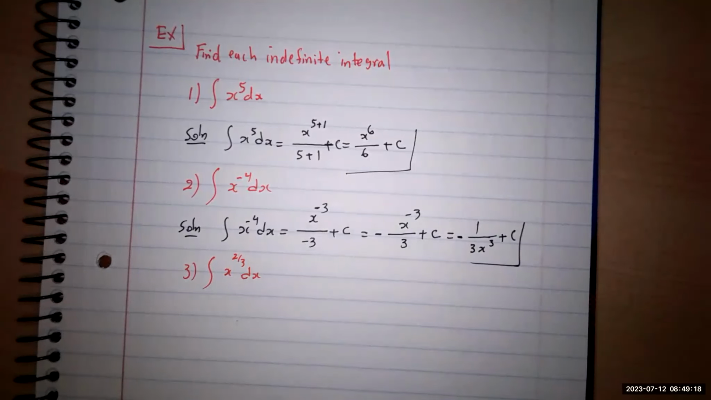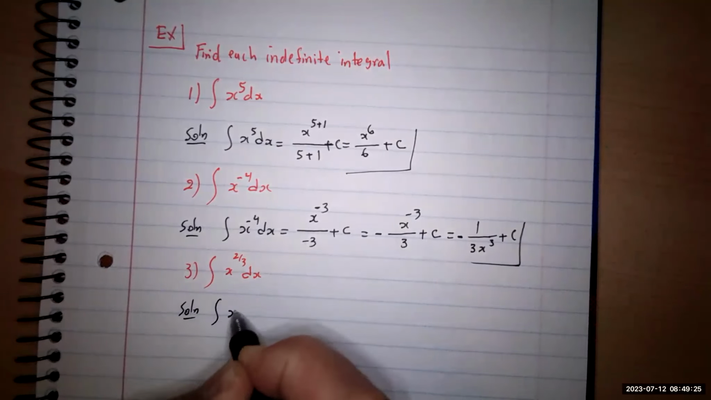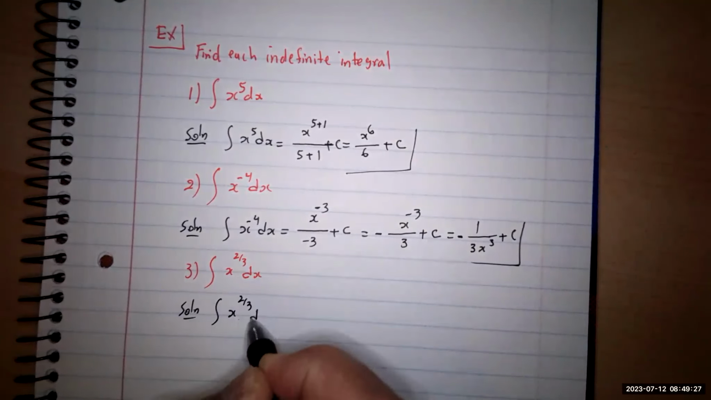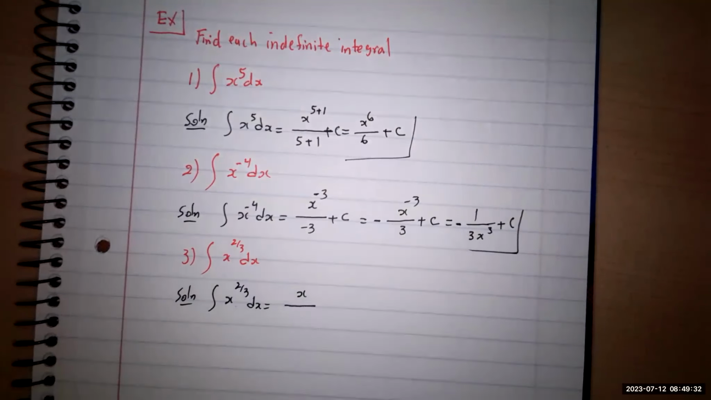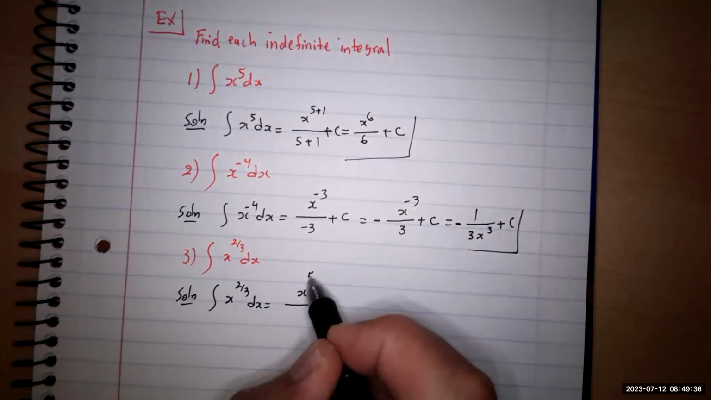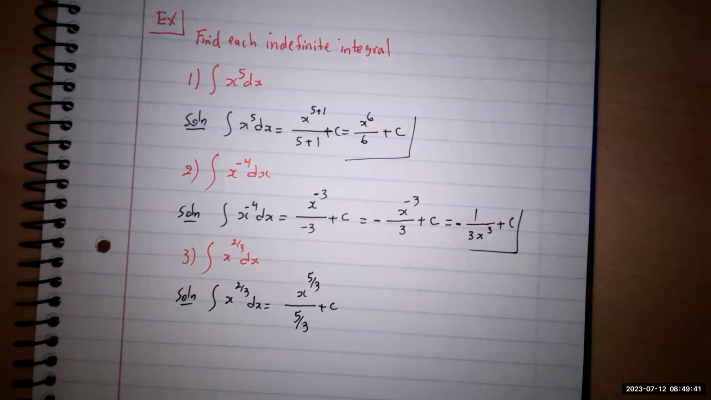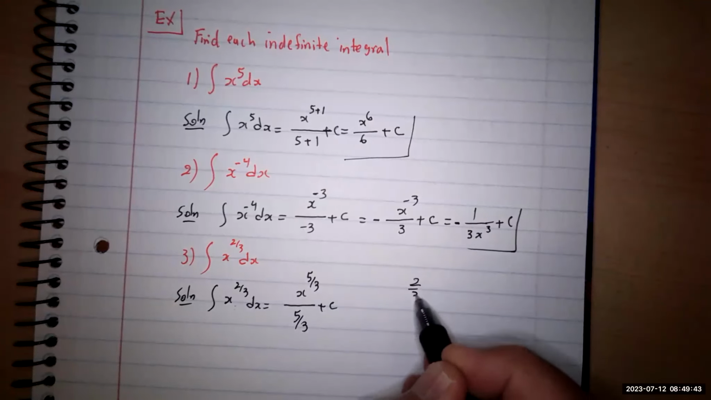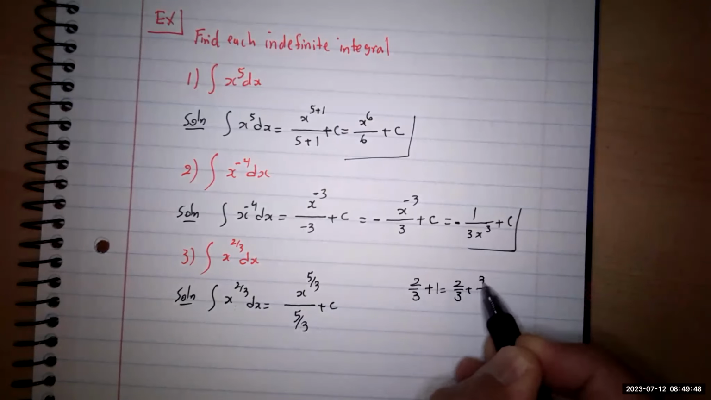Action of integration, solution: the integral of x to the 2/3 dx is equal to x to the 2/3 plus 1, over 2/3 plus 1, plus the constant c. You see, 2/3 plus 1: you write it as 2/3 plus 3 over 3. So that would be 2 plus 3, which is 5/3. So x to the 5/3 over 5/3 plus c.